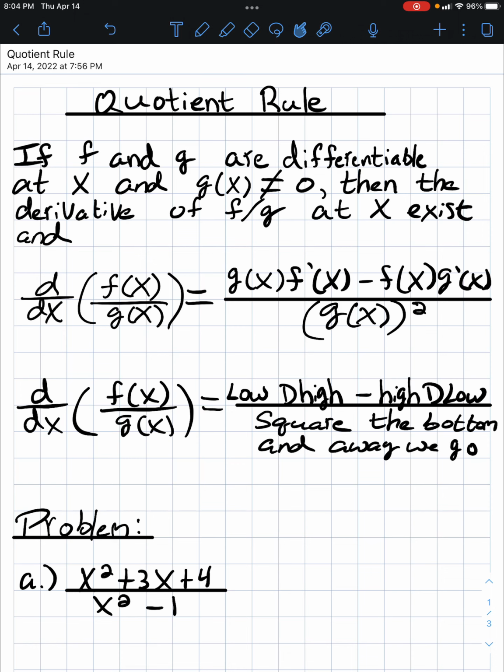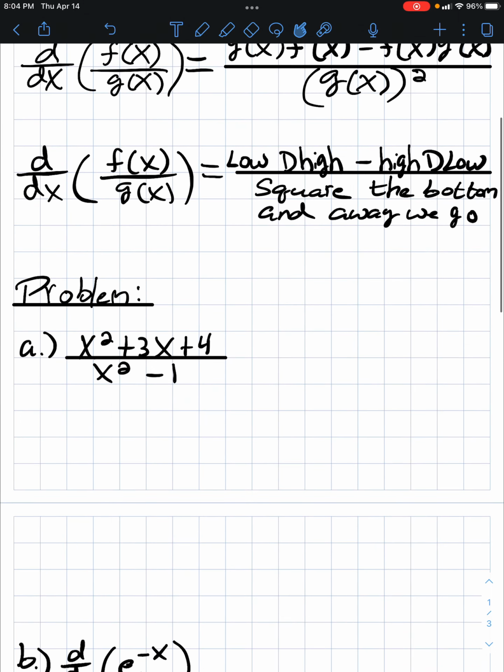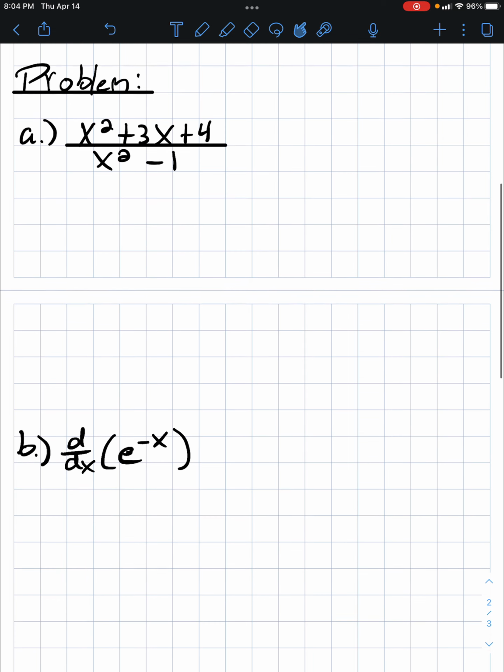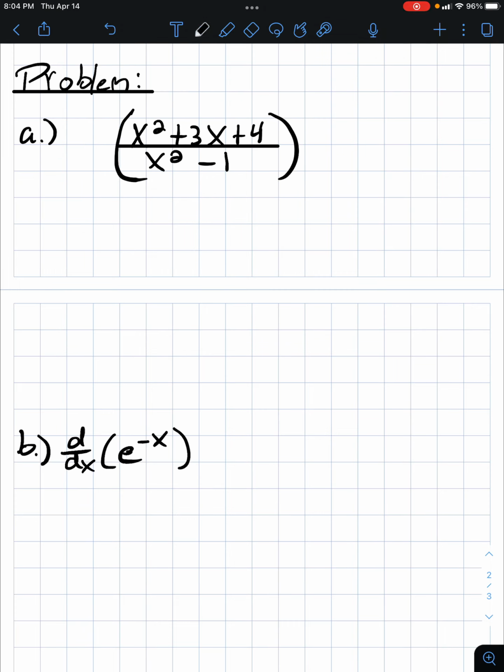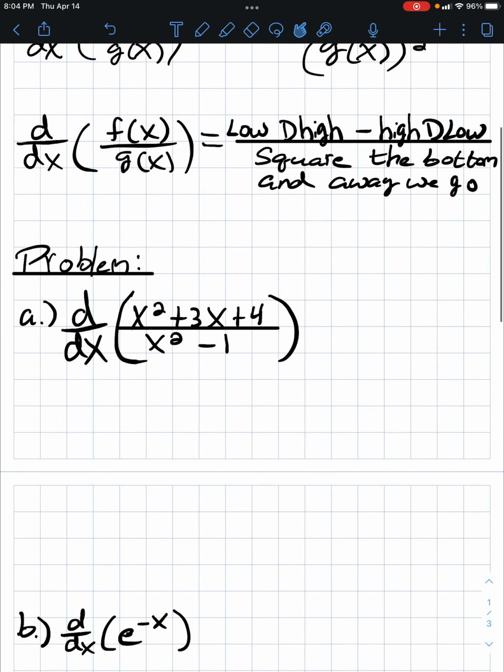Now, we're going to be using the quotient rule in the following problem. In part A, find the derivative of x squared plus 3x plus 4 divided by x squared minus 1. And in part B, find the derivative of e to the negative x. Alright, now pause this video, take a few minutes, and solve this problem.